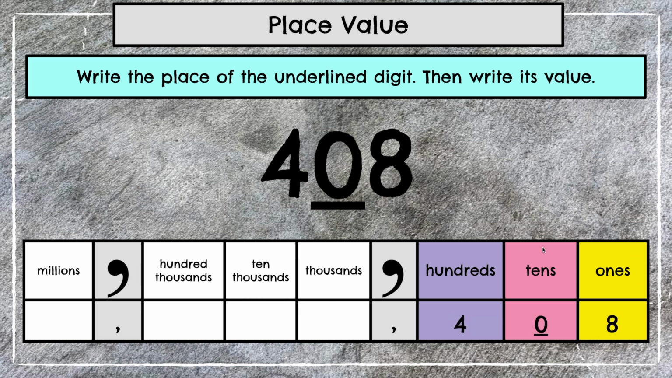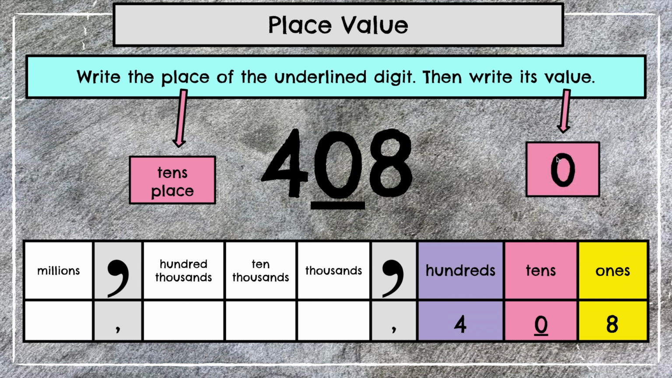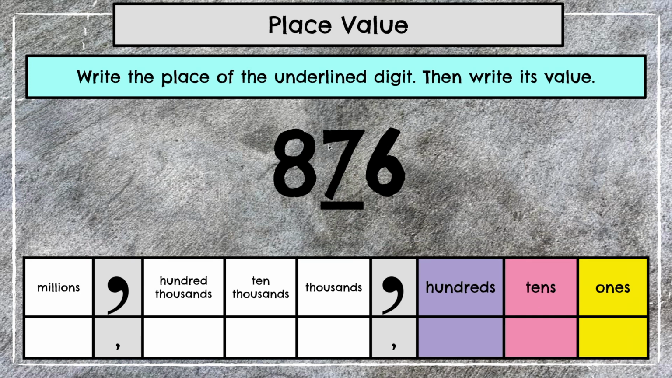408. We notice that the 0 is in the tens place. Let's write the place of this digit is the tens place. The actual value of this digit is 0 tens. If we have 0 tens, then we don't have any tens, so we simply write 0.